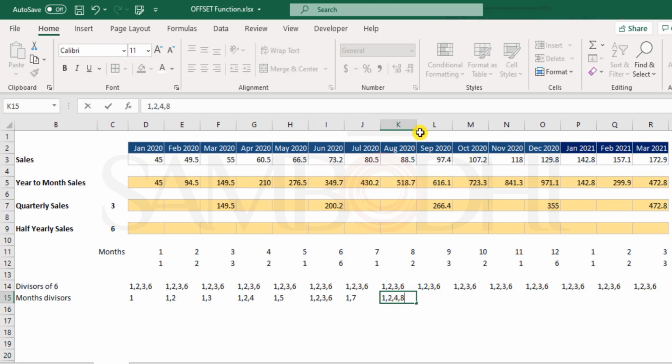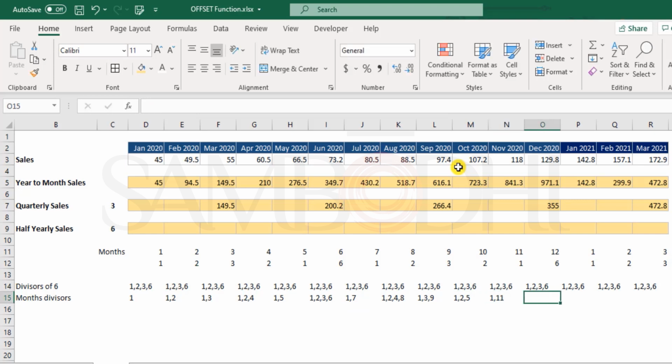All of these can divide the number 8. What about September? September is number 9. So 1, 3, and 9. October, it's 1, 2, 5, and 10. Apart from this, there is no other number that can divide number 10 of October. Moving on, November, it's 1 and 11. For December, 1, 2 can divide 12, 3 can divide 12, 4 can also divide 12, 5 cannot, but 6 can divide 12, 7, 8, 9, 10, 11, none of them can divide 12, but 12 itself can divide 12.